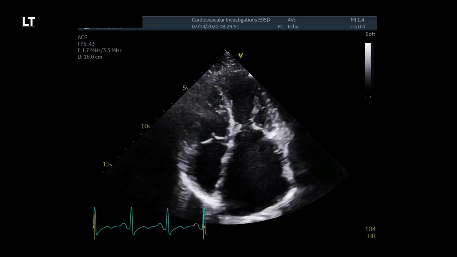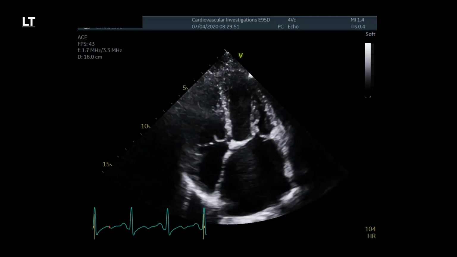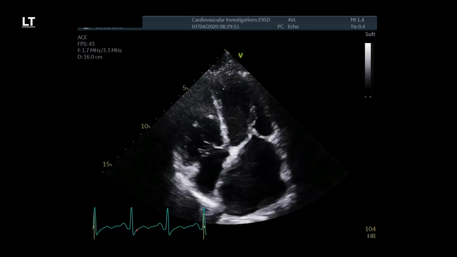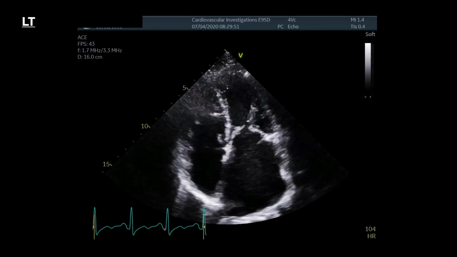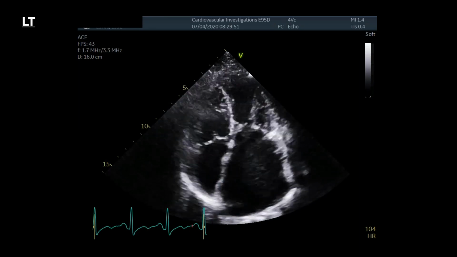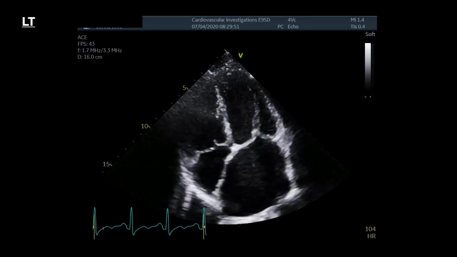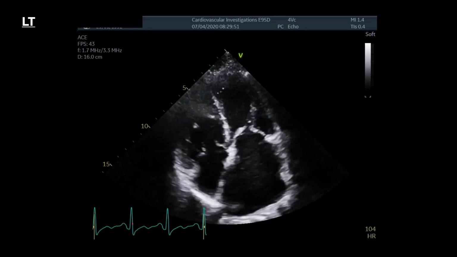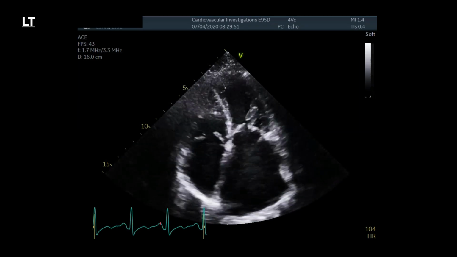So next we move to the apical four-chamber view. I guess the thing that jumps out immediately here is the grossly enlarged left atrium. The LV looks like it's contracting okay. The RV looks like it's contracting. You get the impression that the RV is probably about the same size as the LV in this image, and so there's probably some RV enlargement there.